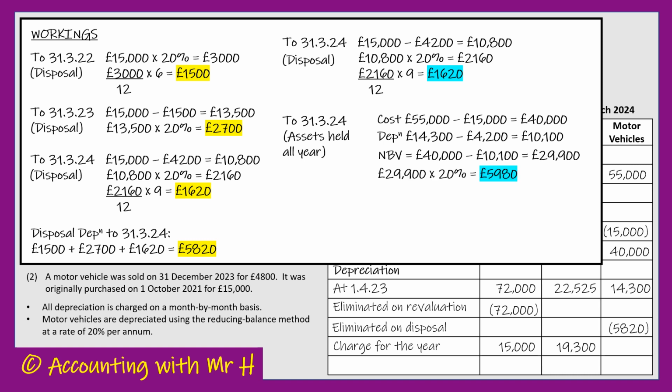Find 20%. So that tells me then the charge for the year on the vehicles they've had all year is £5,980. And if I add together the two figures highlighted in blue, I get my total charge for the year then on vehicles, £7,600, and I'm going to enter that now as the charge for the year. There we go.